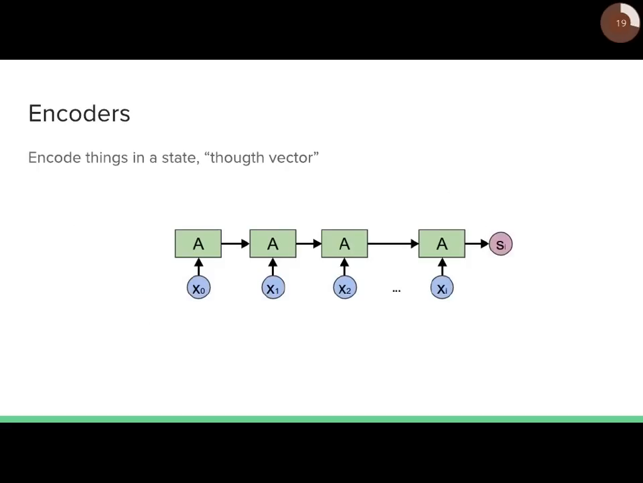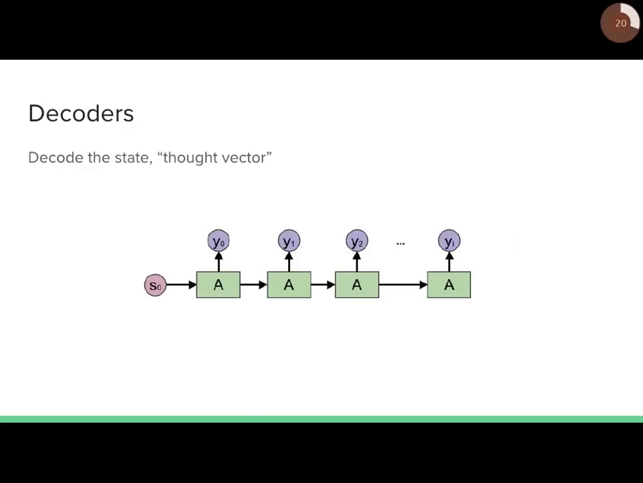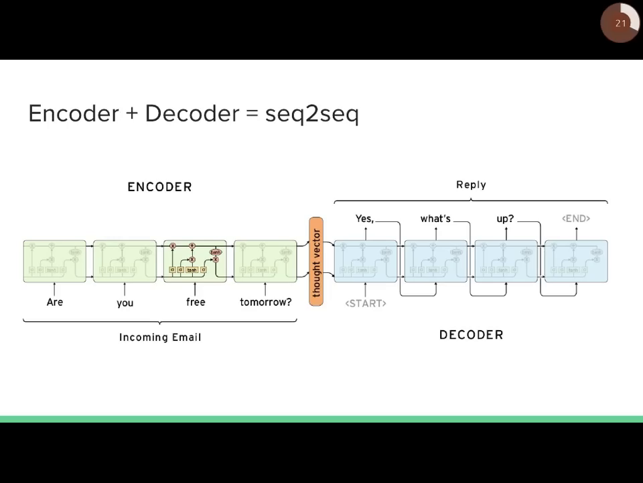So encoders, we have many time steps at the inputs. X is a vector in each situation, and we encode that through a state, a thought vector, we say. So we can take that thought vector and we decode it through time with a decoder. So this combined makes a sequence-to-sequence architecture.